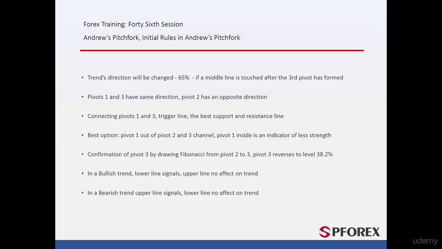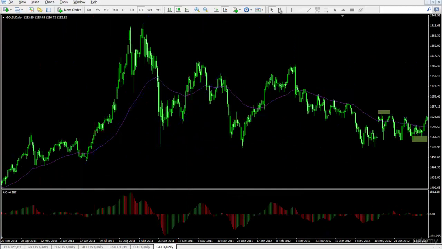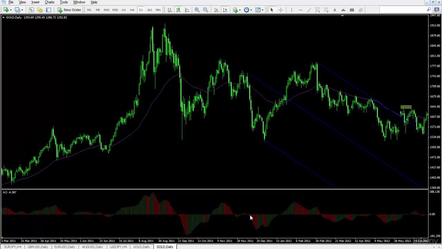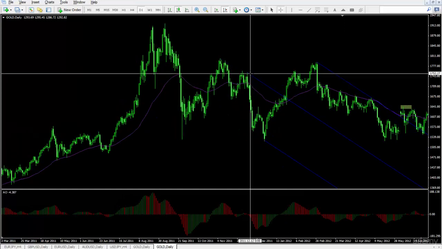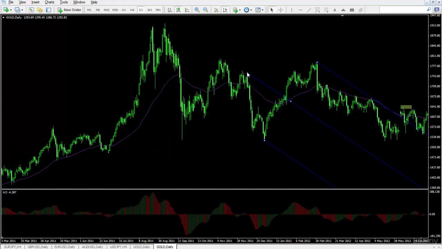The ideal condition of this pattern is when the first pivot is out of the second and third pivot horizontal channel. However, if it is in this region, then the power of Andrew's Pitchfork will decrease. The MetaTrader 4 example shows that the first pivot is out of the region between the second and third pivots. Another example can be drawn to check the situation in which the first pivot is in the region between the second and third pivot points. Despite less strength, this pattern had a valid prediction. A trader can relocate the first pivot to another peak which is outside the second and third channel.